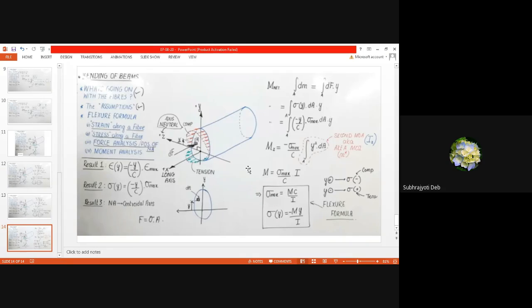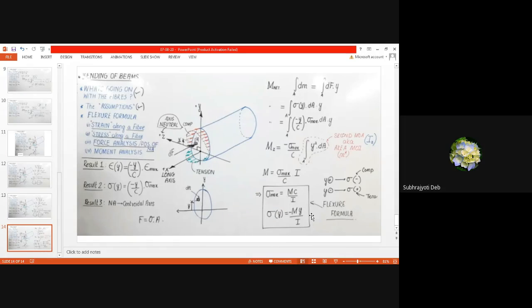Now, what will be the dimension of this second moment of area? If you notice, it is meter to the power 4. This is y square, meter square, into dA, meter square, so that is meter to the power 4. Then your moment is equal to sigma max by c into Iz, or I. Then in the next line, this is our formula. That was our objective.